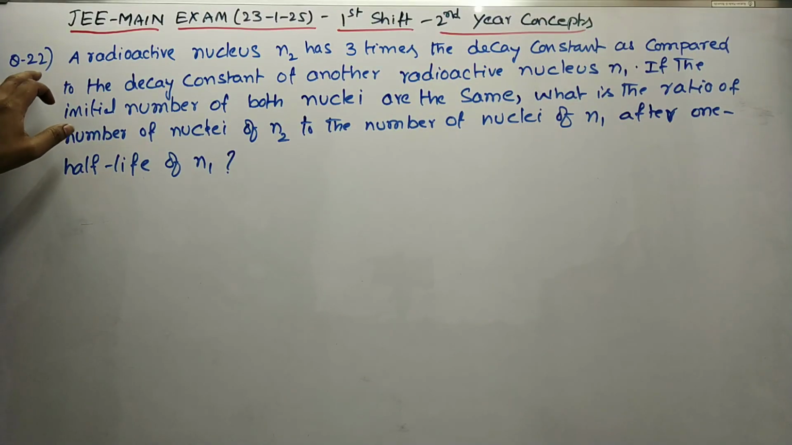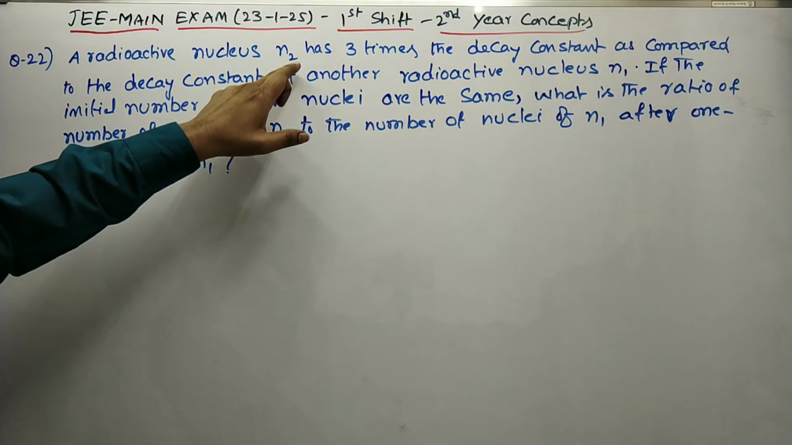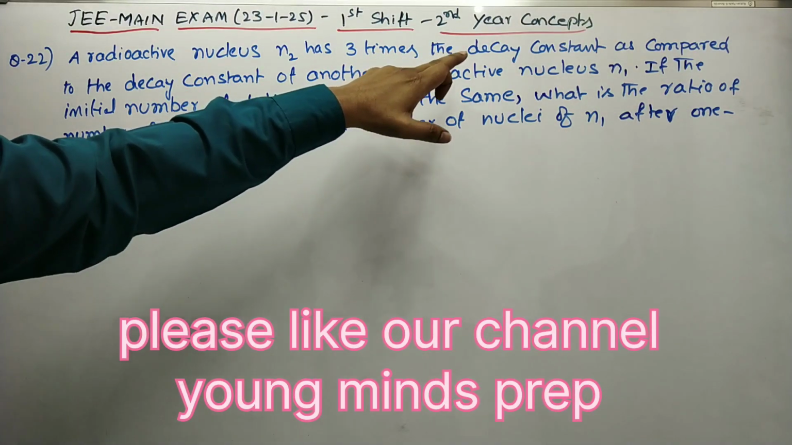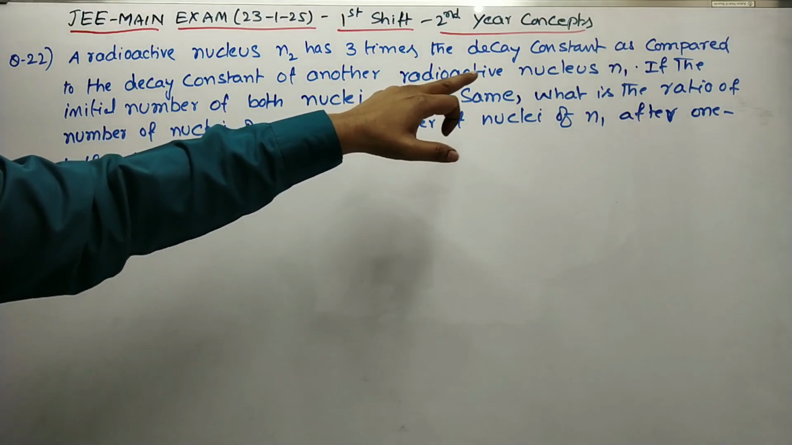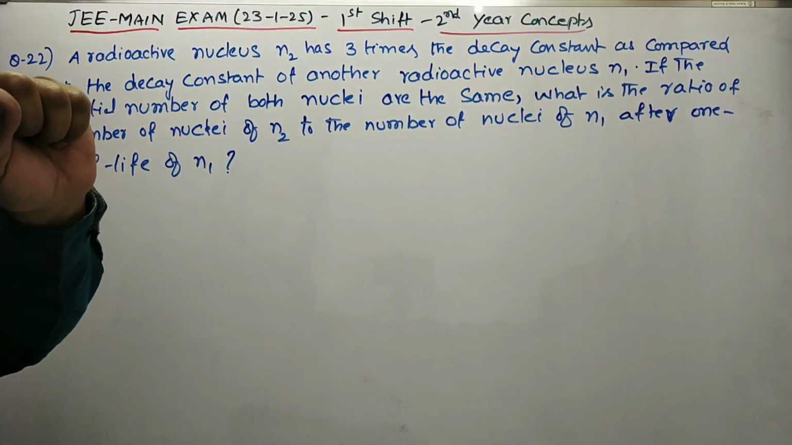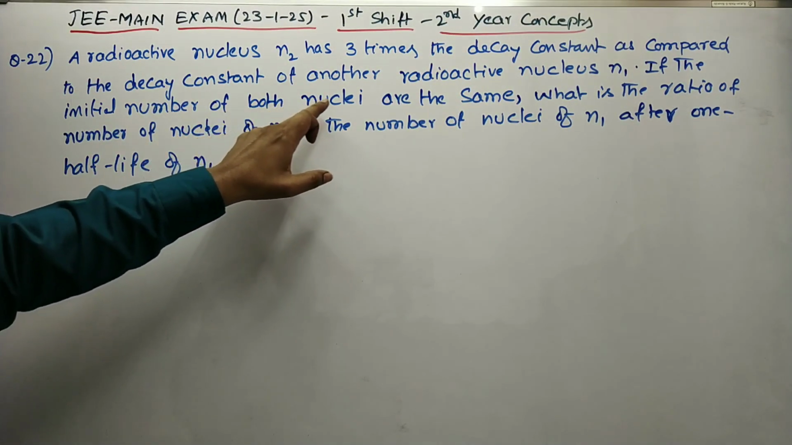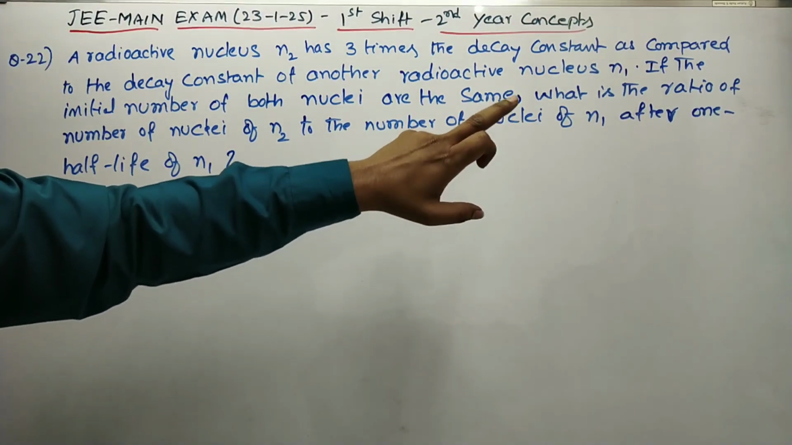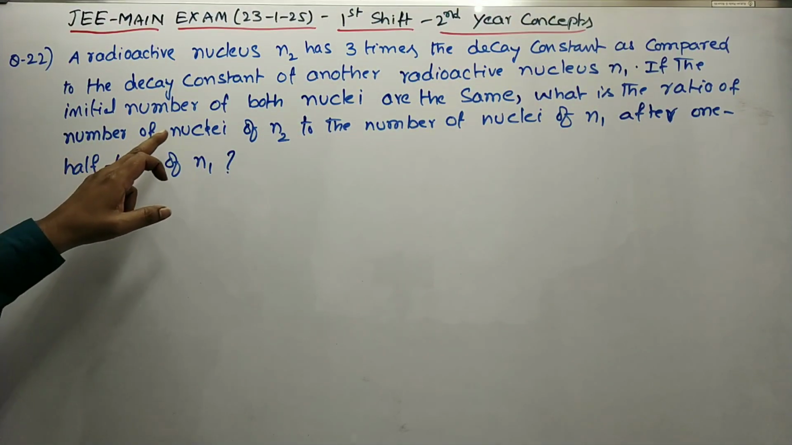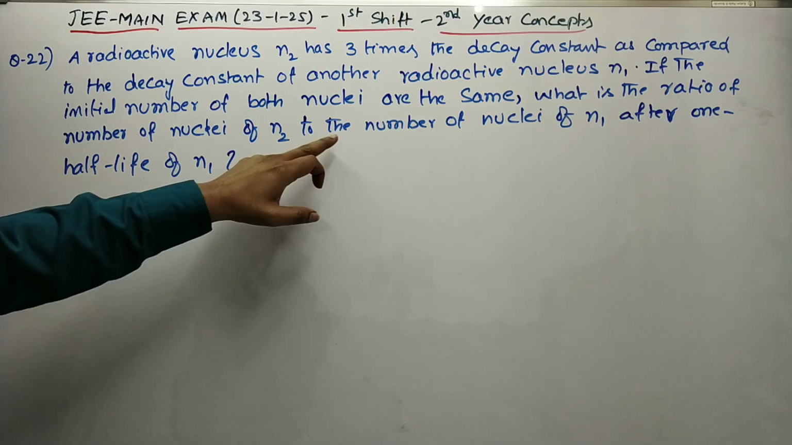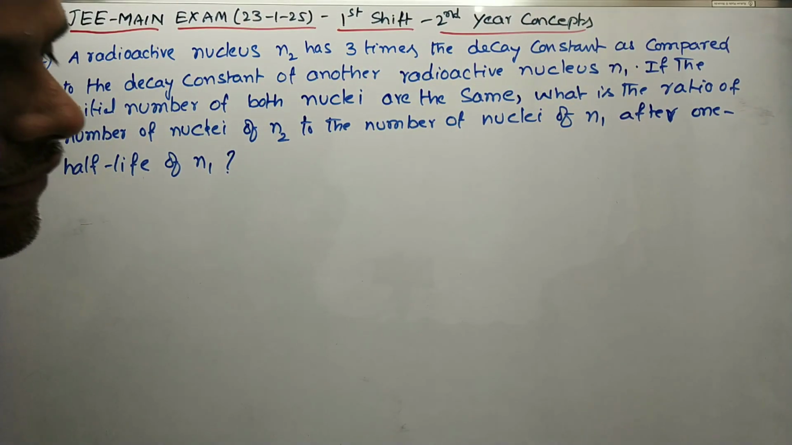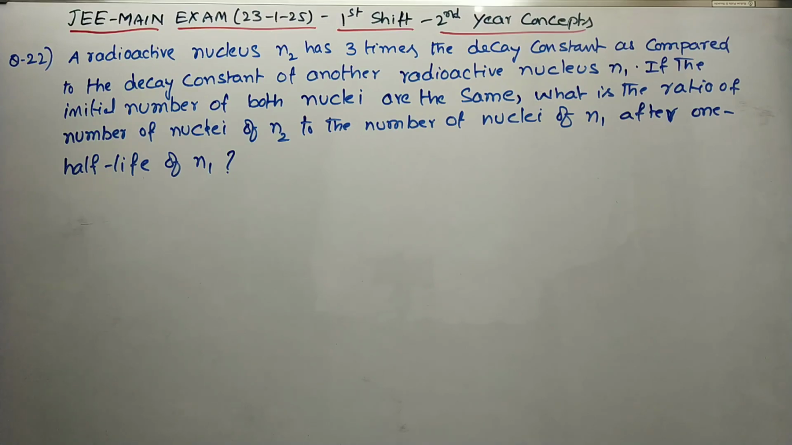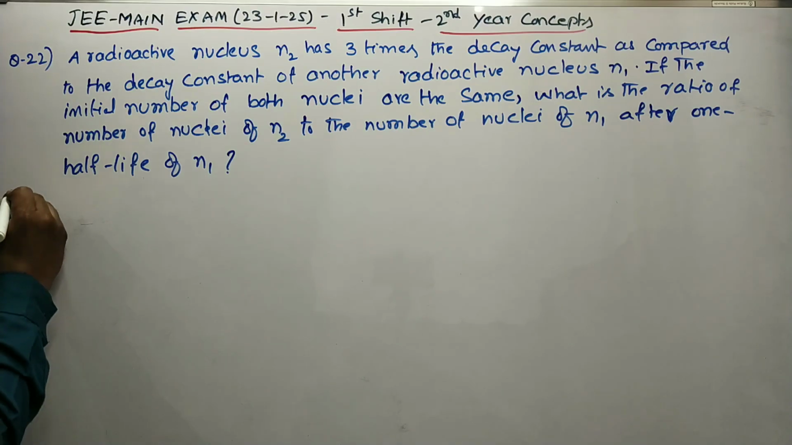The 22nd question: a radioactive nuclei N2 has 3 times the decay constant as compared to the decay constant of another radioactive nuclei N1. If the initial number of both nuclei are the same, what is the ratio of the number of nuclei of N2 to the number of nuclei of N1 after 1 half life of N1? Okay, this is the question asked. Okay, the solution is like this.